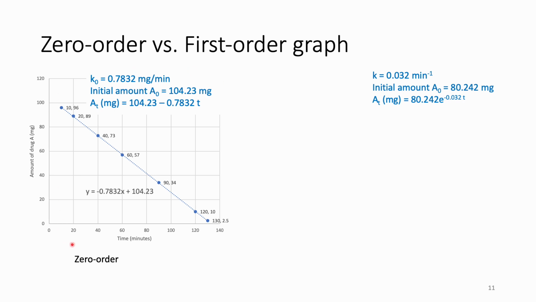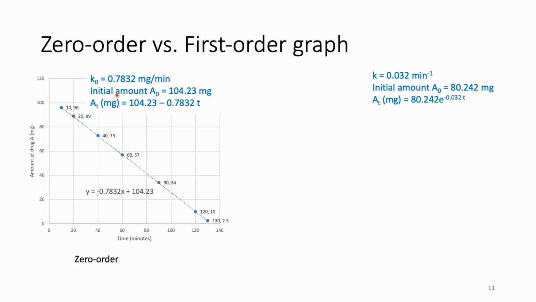This graph gives you more detail about the example in the previous slide. For the 7 time points, with 7 pairs of time and drug amount in the plasma, you can construct a straight line like this in rectangular coordinates. Because this drug follows zero-order kinetics, you get a straight line on this paper. From this data, you calculate the rate constant, which is equal to 0.7832 milligram per minute. That means every minute 0.7832 milligram of drug will be reduced.